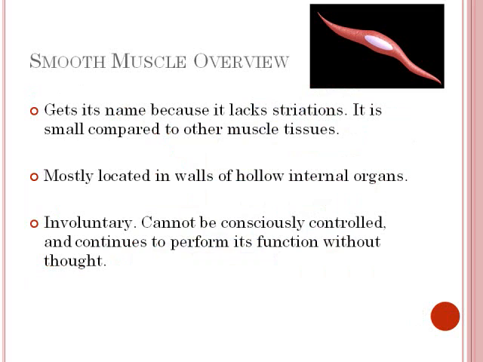Smooth muscles get their name because they lack striations. It is small compared to the other muscle tissues. Smooth muscles are mostly located in walls of hollow internal organs, and they're also involuntary, which means they can't be consciously controlled and continue to perform their functions without thought. Smooth muscles also demonstrate great elasticity, which is important in organs like the intestines and the urinary bladder.